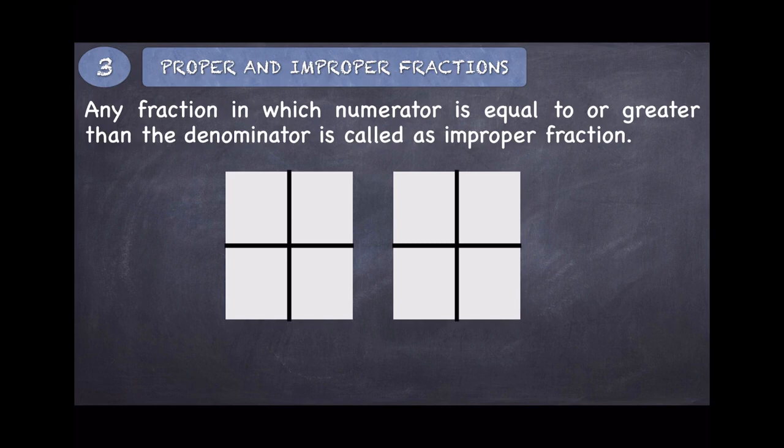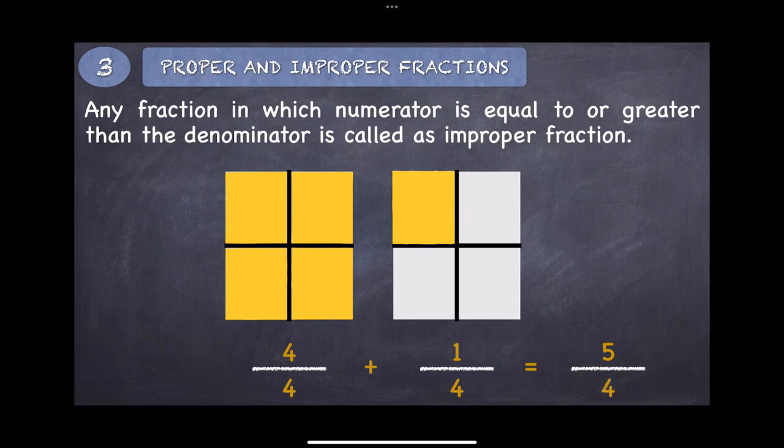In the first sheet, if I shade all the 4 parts, then we get 4 by 4 as the fraction. And in the second sheet, if I shade one part out of 4 parts, then we get 1 by 4 as the fraction. Now, if I combine these two fractions, then I obtain an improper fraction, which is 5 by 4. And we can clearly observe that the value of this improper fraction is greater than 1.